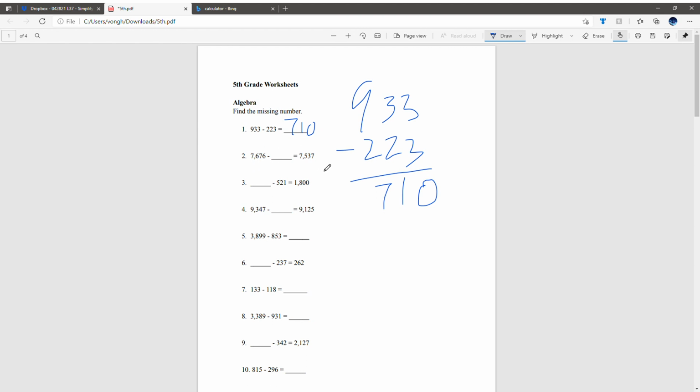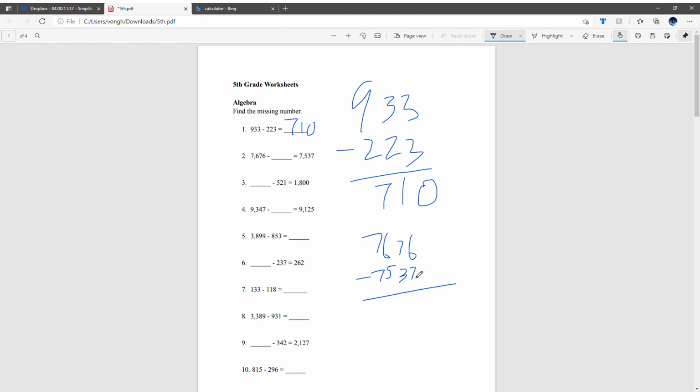But here, at number 2, you don't get this number. You're actually looking for it. So when you get a problem where you get the first number and you get the third number, but you don't get the second number, you just do the first number minus the second number, minus the third number. So do 7,676 minus 7,537.